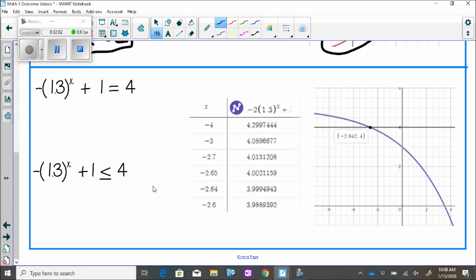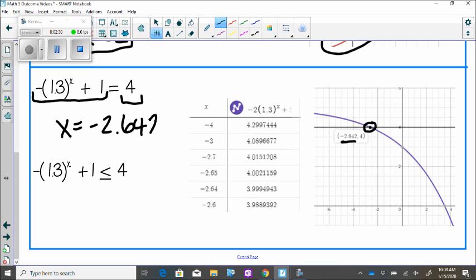In our next example, we're going to do something similar. We're looking at the exponential function y equals negative 1.3 to the x. Notice the negative is not receiving the exponent. And then plus 1, comparing that to equals 4. So on the graph, we have y equals 4 as the black horizontal line, and we have the exponential function as the purple curve. Their intersection point is when x is equal to negative 2.642. So again, I plugged in one side of the equation into y1, that was my exponential function, and then I plugged y equals 4 as my second function.